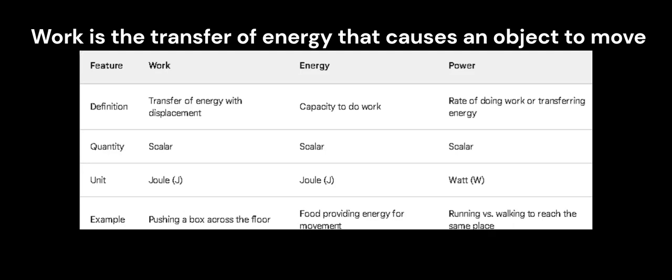Energy. Think of energy as the fuel that allows things to do work. It's the capacity to cause change, like movement, heat, or light. There are different forms of energy. Kinetic energy, KE, energy of motion, e.g., a moving car. Potential energy, PE, stored energy due to position or configuration, e.g., a book held above the ground.